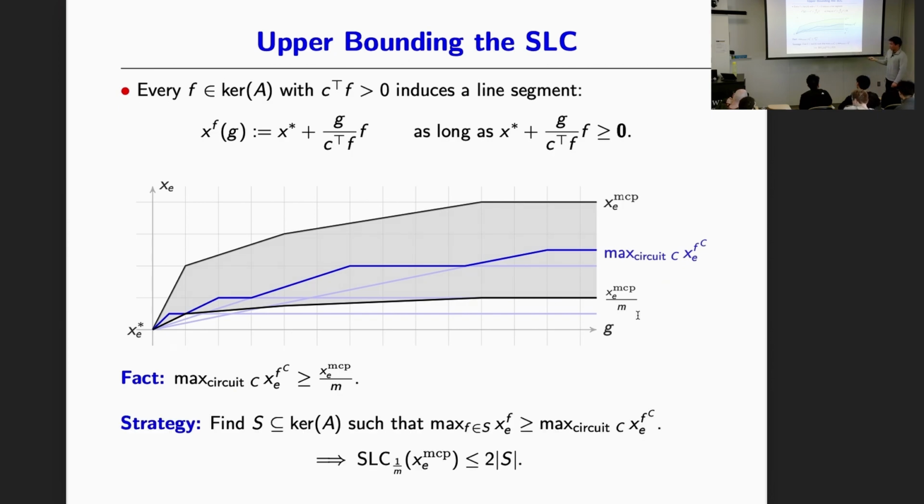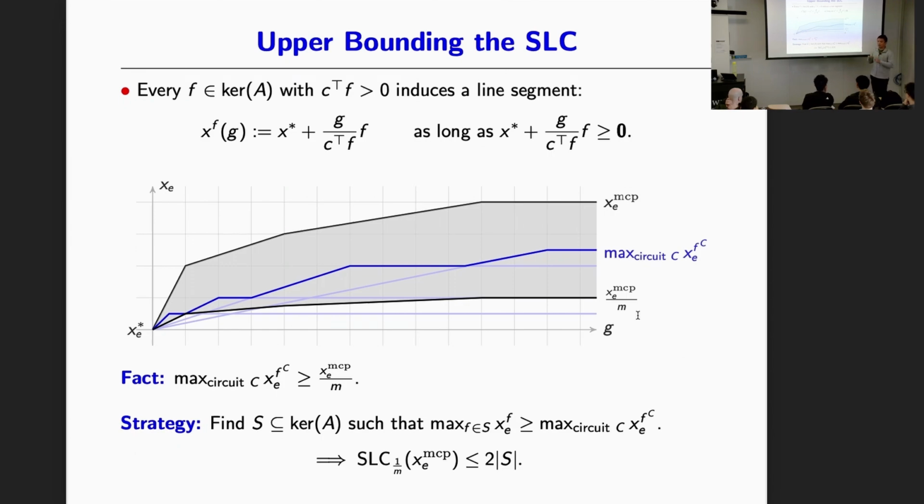So in light of this fact, our strategy now is to find a set of kernel vectors whose pointwise maximum curve dominates this blue curve. There could be exponentially many circuits, and the resulting pointwise maximum curve might have many, many pieces, but we just want a curve that has a polynomial number of pieces. So instead of using the circuit pointwise maximum curve, we will find a small set of kernel vectors that dominates this blue curve and has small cardinality.